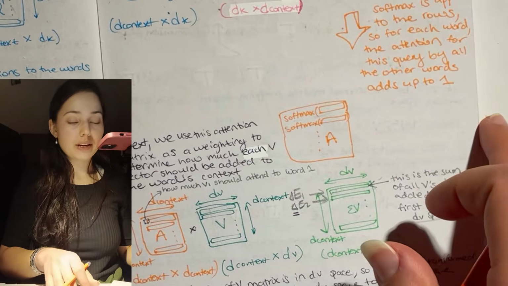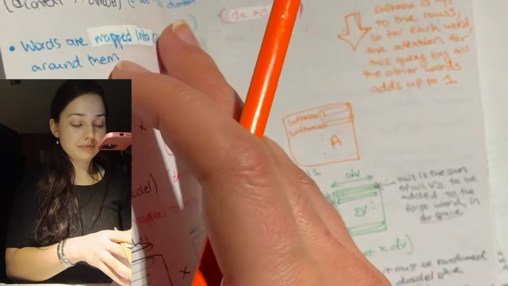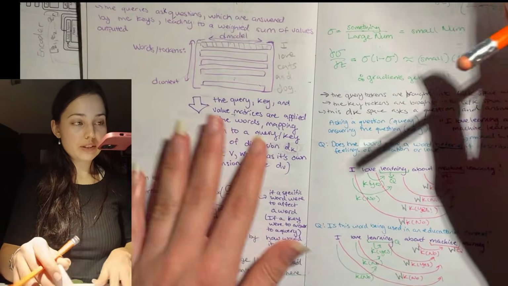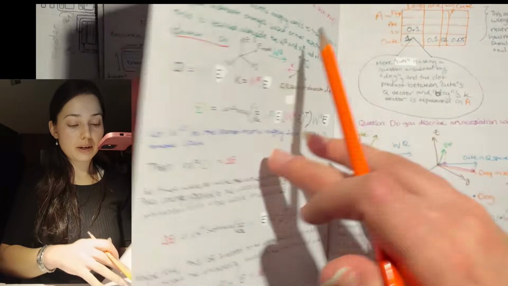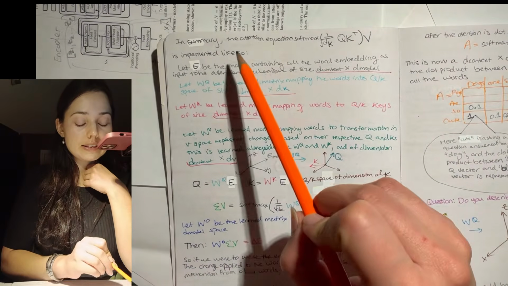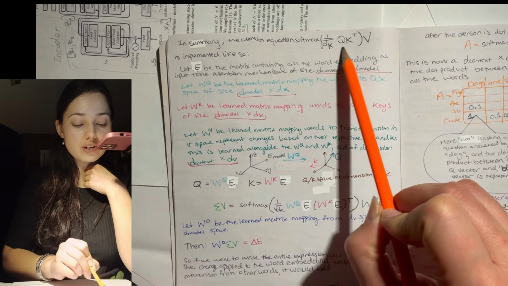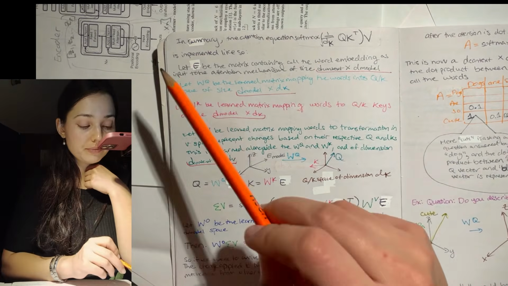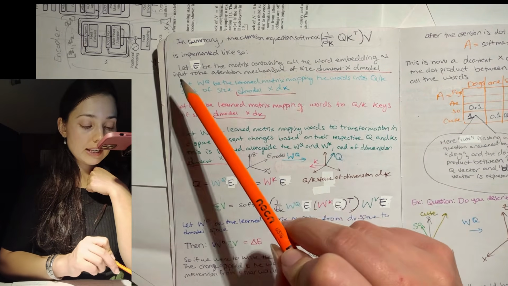Let's go through my notebook. Okay, so we went through this part. I went through this part. Let's go through this part. So, again, in summary, this was the equation of the attention, which I encourage you to work through on your own. It's implemented like so.